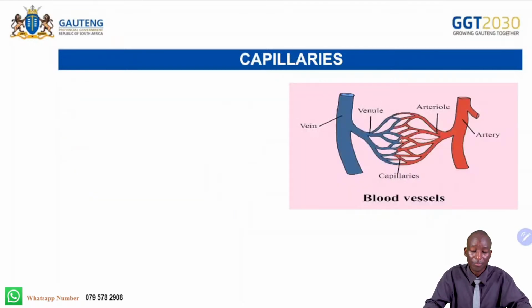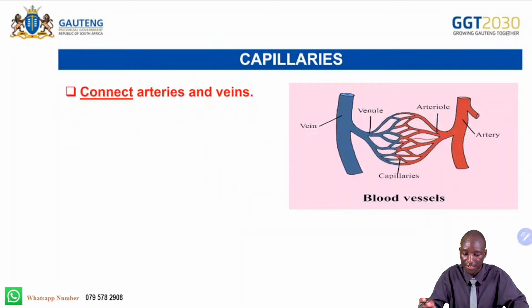Okay, we come to capillaries, right? The capillaries connect arteries and veins, and there we are. We can see those capillaries. They connect what? The arteries and the veins, right? Where do they connect them?